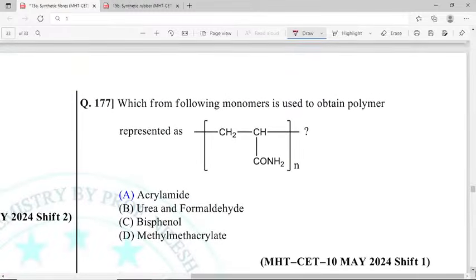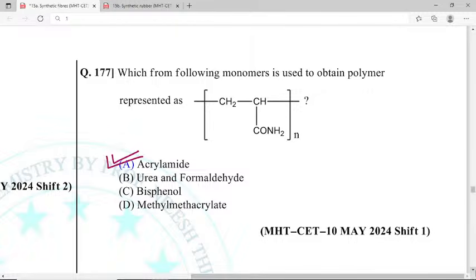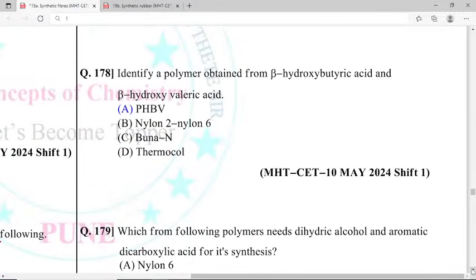Which monomer from the following is used to obtain the polymer represented? Acrylamide. So the answer is acrylamide. So this is acrylamide. Identify a polymer obtained from beta hydroxybutyric acid and beta hydroxy valeric acid. So polyhydroxybutyrate and valeric acid, so option A is correct. So PHBV is the answer.